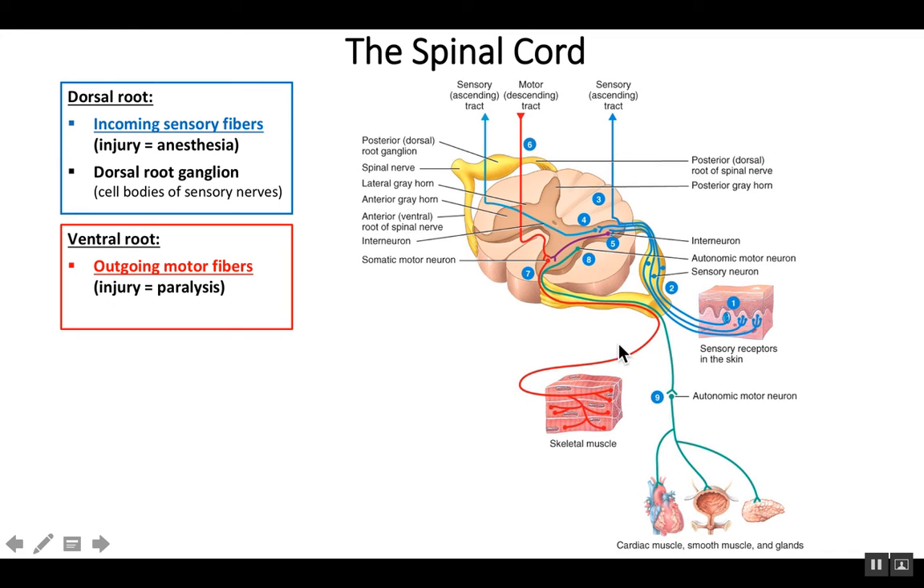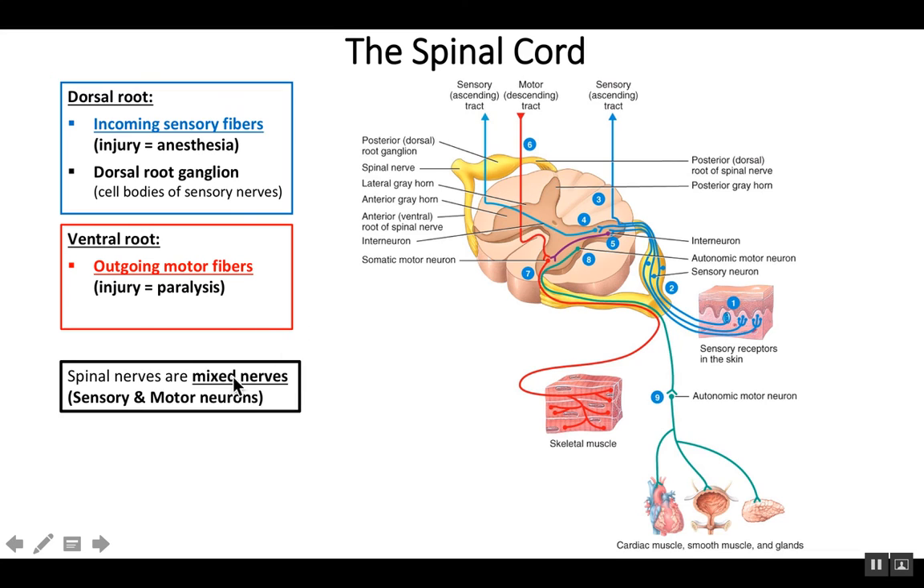So it would block transmission to this muscle. It would paralyze, say, the bladder, or it would not be able to reach the heart and control the heart muscle. So those roots are either sensory or motor. Where they come together, that's the actual spinal nerve, and that is considered a mixed nerve because it contains now both sensory and motor neurons.